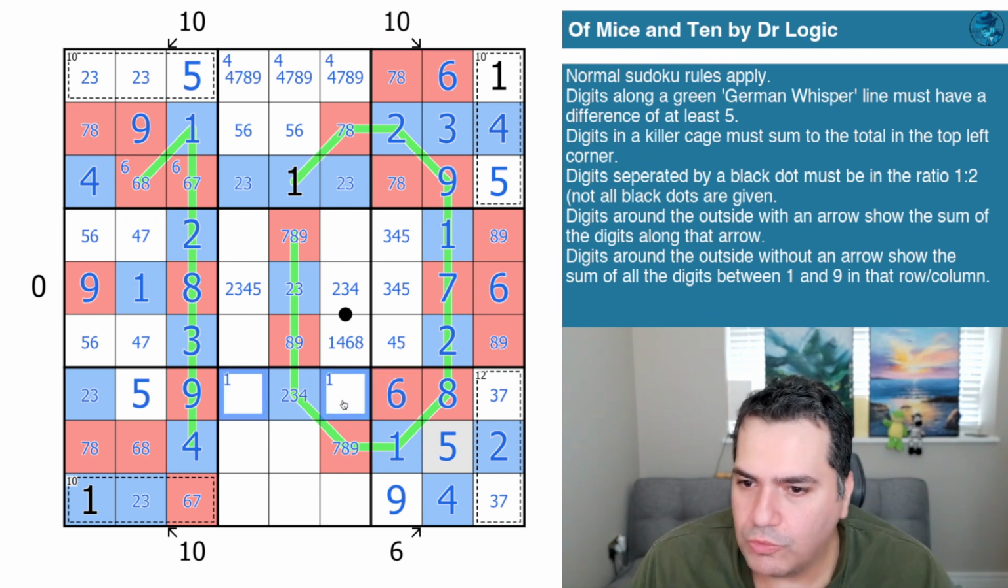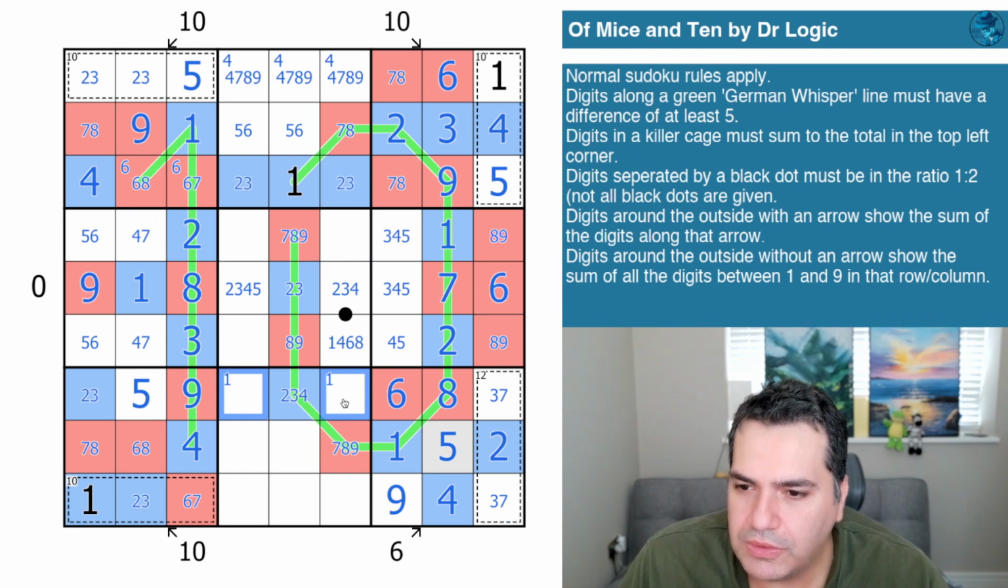So I know I have a 1 in here. Potentially joined by a 7, a 2, a 3, a 4. Just too many options. There's a 1 in there for sure.